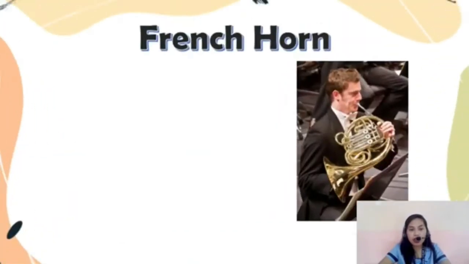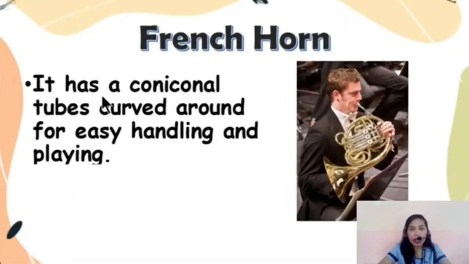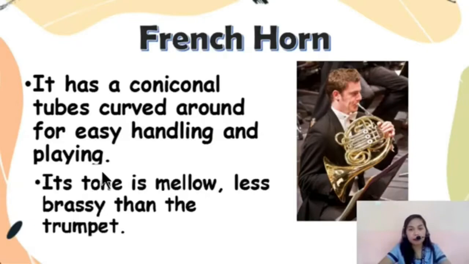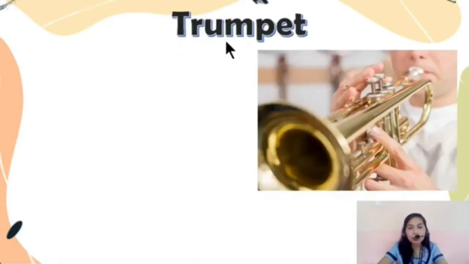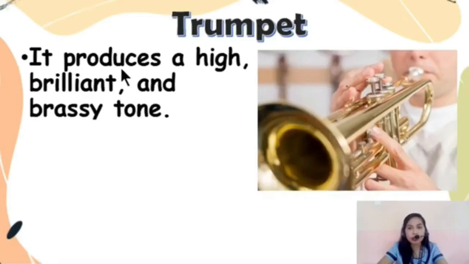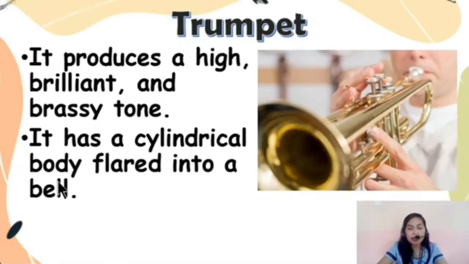Next one is the French horn. It has conical tubes curved around for easy handling and playing. Its tone is mellow, less brassy than the trumpet. Next instrument is the trumpet. It produces a high, brilliant, and brassy tone, and it has a cylindrical body flared into a bell.